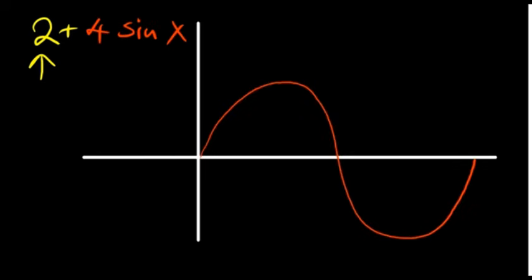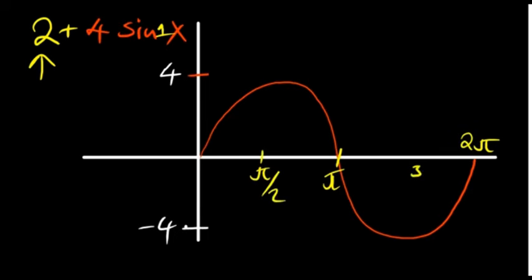Okay, so the amplitude is basically 4, so I'll put the 4 and also minus 4 there. And then of course our period is 2 pi because the value of the coefficient of x is 1, so we're ending at 2 pi. So this is our pi, this is like pi over 2, and then this is like 3 pi over 2.